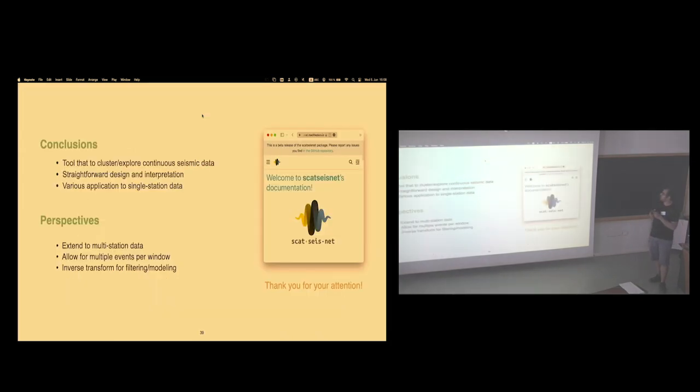And in the end, this scattering transformation and this method can be used for clustering the continuous seismic data that we have. It's very straightforward to design this network and interpret it. It can be used for a single station at the moment. But our perspective is to extend this method to multiple stations, and after that also to multi-event, allowing for multiple events.